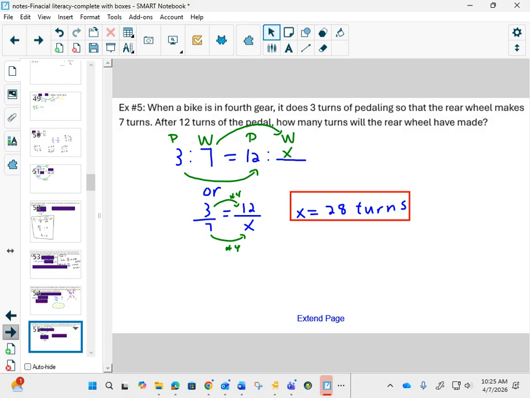Or you know, you're cross multiplying, which makes it quite easy. Quite easy, but you still have to look at the math you'd have to do. 7 times 12, you got 84, and then you have to know how to divide 84 by 3. That's still a little bit tricky math. So this, I think, is a better method in this situation.